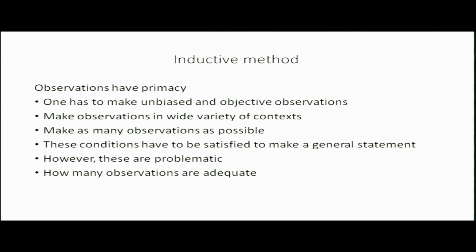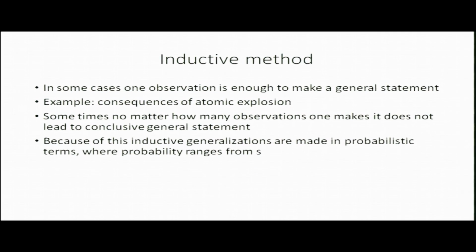However, these are problematic conditions. How many observations are adequate before we make a general statement? In some cases, one observation is enough to make a general statement. For example, the consequence of dropping an atomic bomb or atomic explosion to human beings and environment. Sometimes, no matter how many observations one makes, it does not lead to a conclusive general statement. Because of this, inductive generalizations are made in probabilistic terms, where probability ranges from 0 to 1.